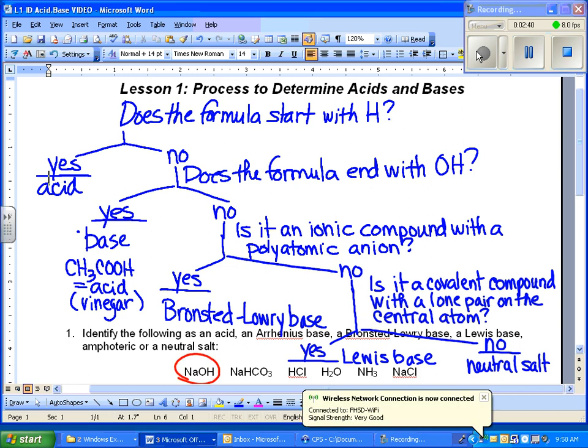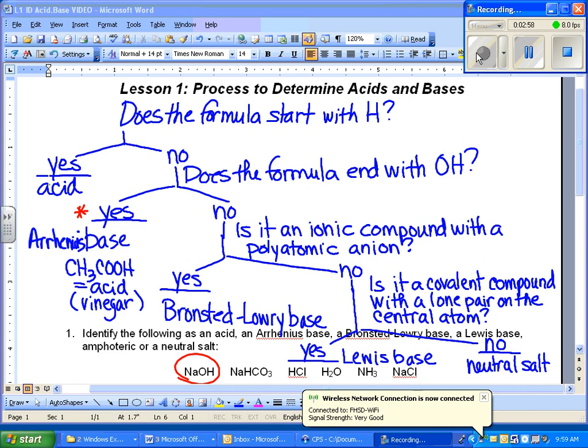NaOH, does the formula start with H? The answer is no. Then you'd ask yourself, does the formula end with OH? The answer is yes. So this would be called an Arrhenius base.